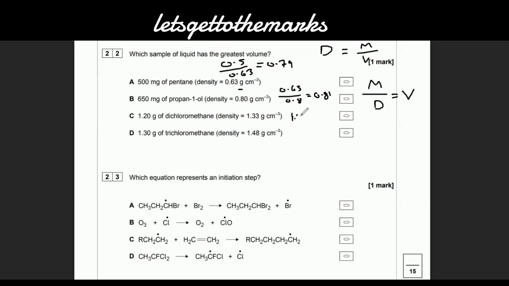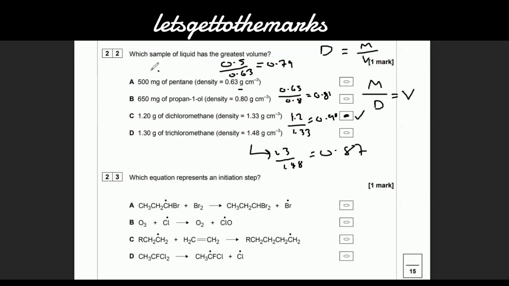This one is 1.2 divided by 1.33. That's 0.9 something, right? So that's like 0.9 something. And then this is 1.3 divided by 1.48, which equals 0.87. So yeah, it's C. C was like 0.9. Okay, cool.